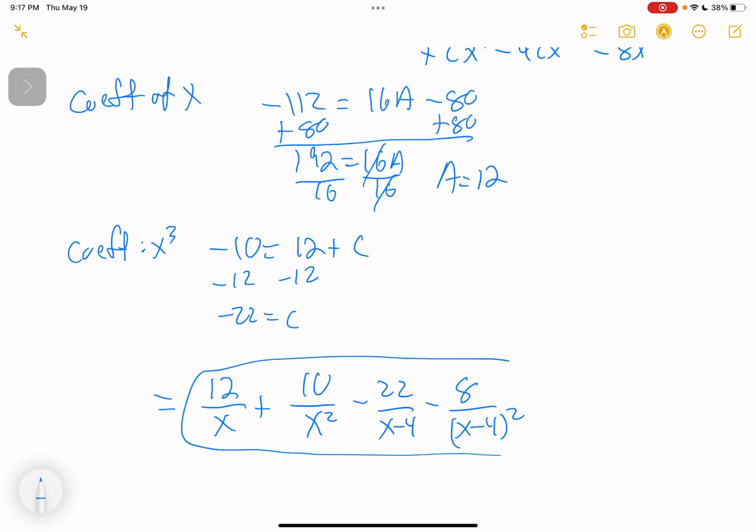And that's how you do a decomposition of partial fractions. Okay, hope that helps.